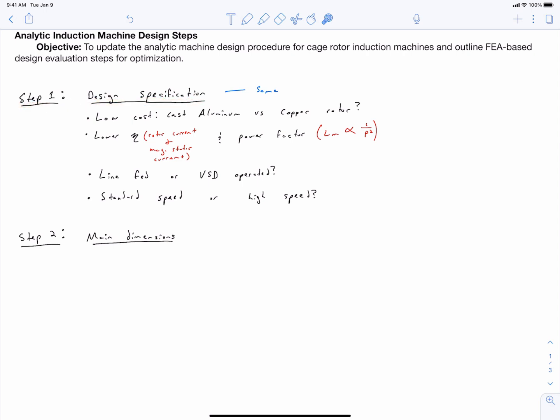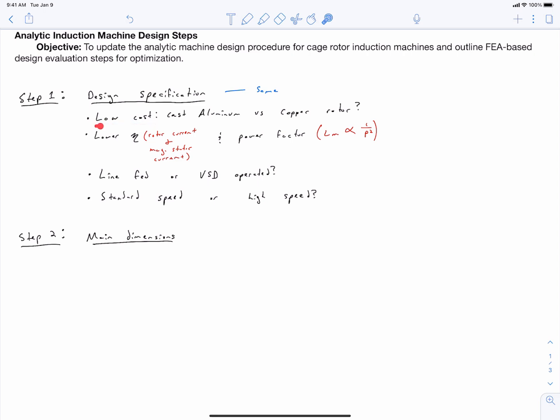All right, so the first step in our original video was on obtaining a design specification that's used to drive all the remaining steps. And the same considerations are present here when you're designing a cage rotor induction motor, but I do want to comment on a few nuances and differences that come about when designing this kind of machine.